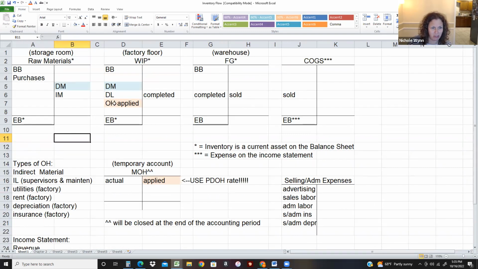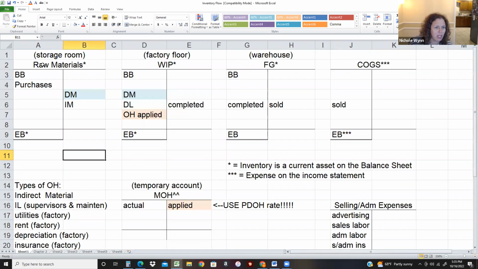I will try to make sure that I put this out on the Moodle shell for you, because this will actually tell you where all of your debits and credits are. So if you buy raw materials, you put them in here. As you use them up, you send them to WIP. 3 things go into WIP: direct material, direct labor, and overhead applied. As you complete a job, you remove it from WIP and send it to finished goods. As you sell a job, you remove it from finished goods and send it to COGS.